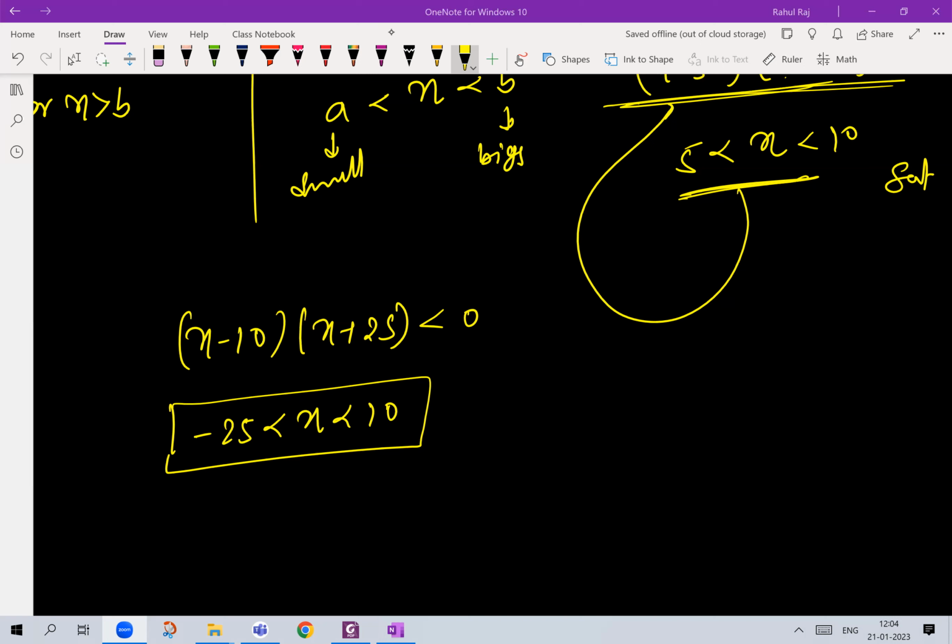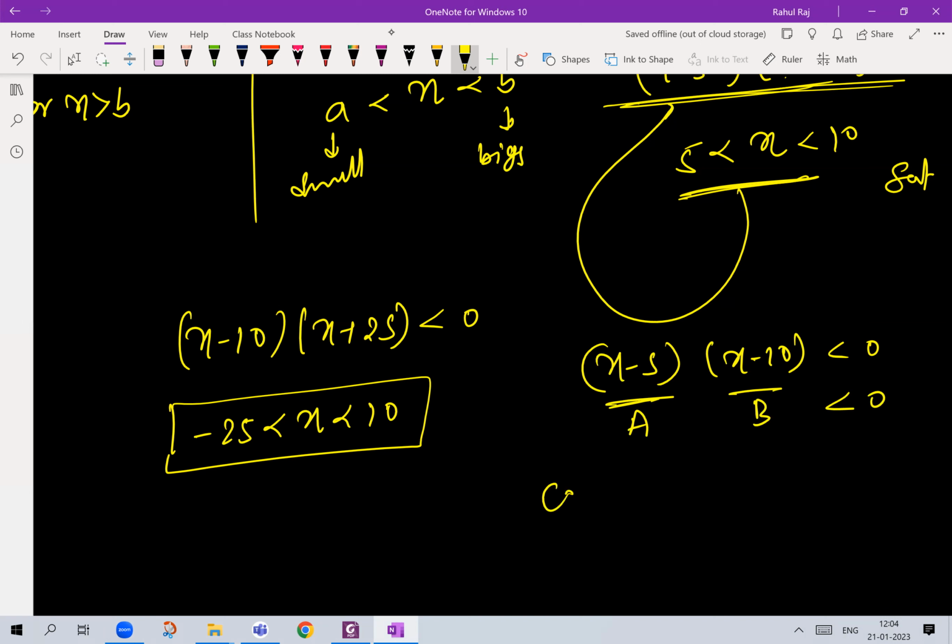Imagine if it is x minus 5 into x minus 10 less than 0 you are trying to solve. Let's say this is a and this is b, ab less than 0. So case 1 will be when a is positive, b is negative. Case 2 you can make when a is negative and b is positive. Simple. That's it. Nothing else. But you don't have to solve it at all. You can do it for your own sake, just to understand it well.